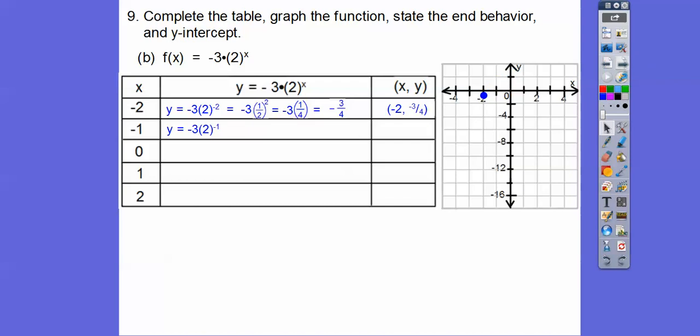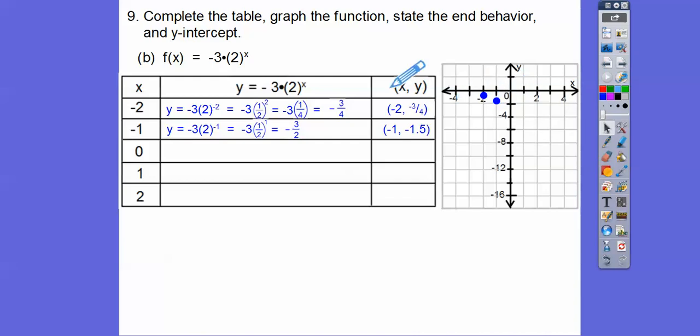Okay, so we get negative 3 times 2 to the negative 1, which is negative 3 times 1 over 2 to the positive 1, which is negative 3/2, which is negative 1.5, not quite negative 2. Okay, so we're going to go to the left 1, down 1.5. Remember, 1 square is 2, so we're going to go down not quite 2.